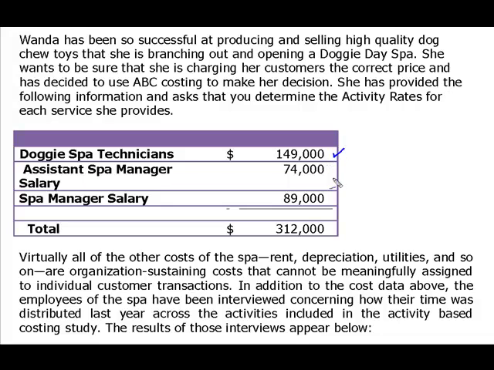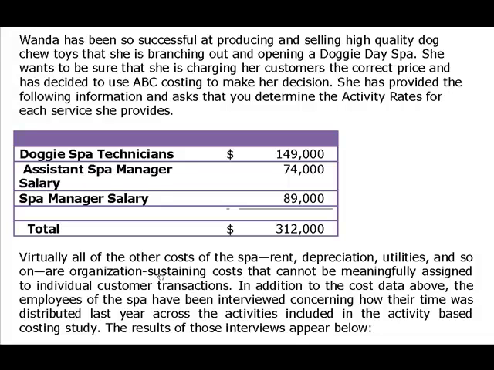So we know that the technicians, the spa manager, and the assistant manager make these three amounts respectively. All the other costs are just generally cost of doing business. I can't attribute those to a specific customer. So they're just going to sit out there, and eventually they would become overhead. So what we're going to do is allocate these salary costs by the activity that they are driven by.